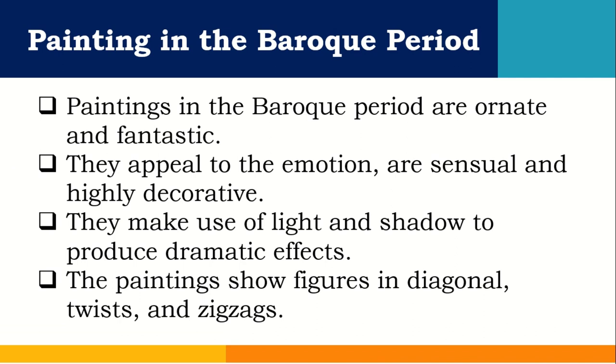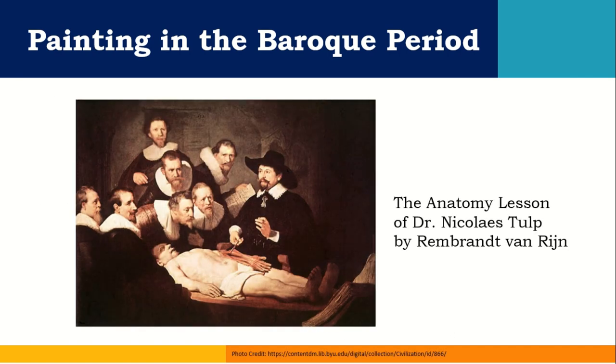Painting in the Baroque period. Paintings in the Baroque period are ornate and fantastic. They appeal to the emotion, are sensual, and highly decorative. They make use of light and shadow to produce dramatic effects. The paintings show figures in diagonals, twists, and zigzags. Famous painters in this period include Peter Paul Rubens, Rembrandt, El Greco, Diego Velázquez, and Bartolomé Esteban Murillo. An example work of art is The Anatomy Lesson of Dr. Nicolaes Tulp by Rembrandt.